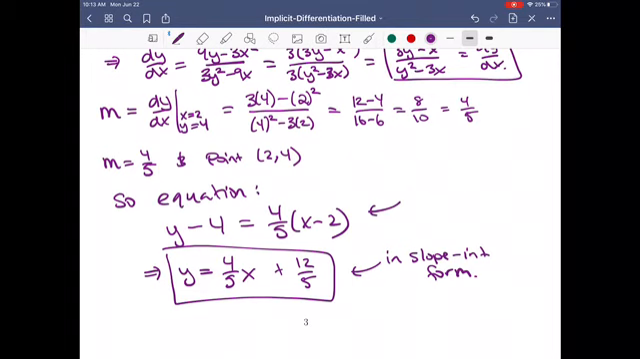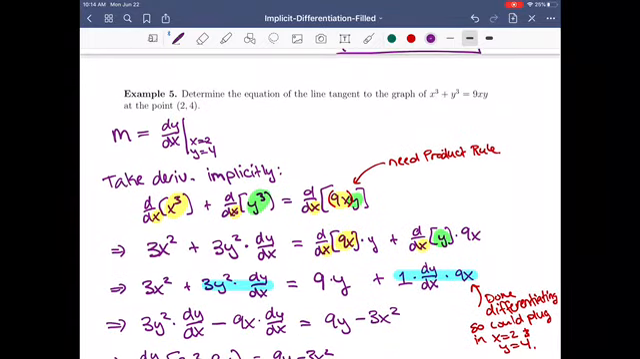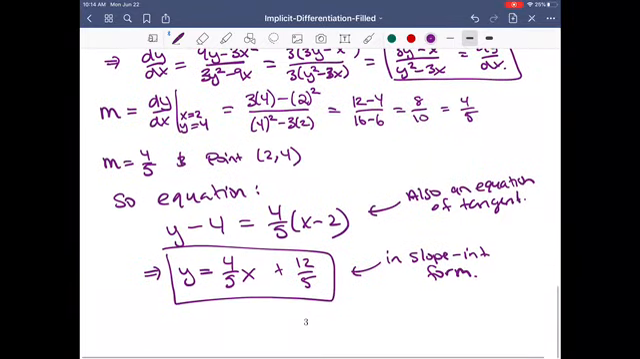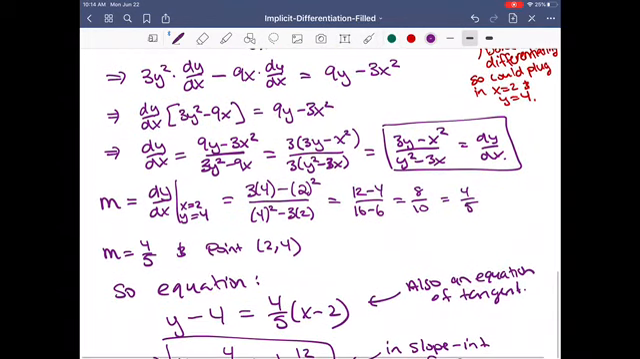But this is also an equation of the tangent line. It's in a different form, it looks different, but they're the same line. So either of those answers will be fine if it doesn't tell you how to give your answer, which here it doesn't. So either of these are fine, but to find the slope we need the derivative, and here we had to do the derivative implicitly.